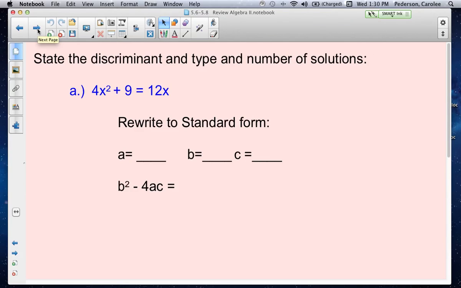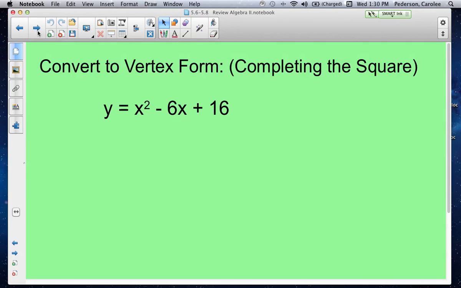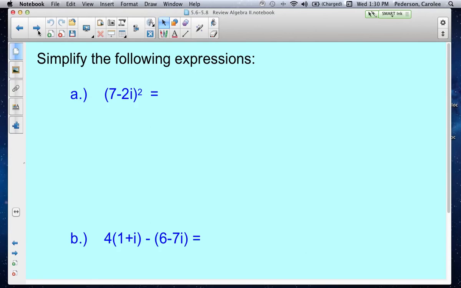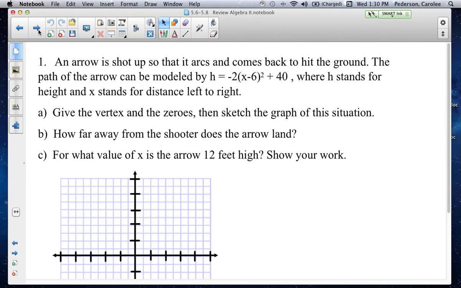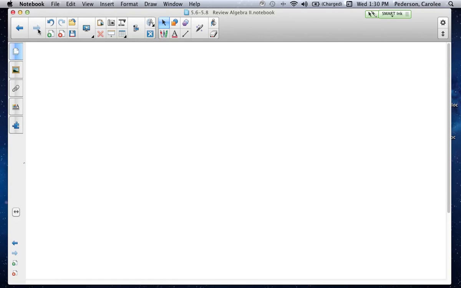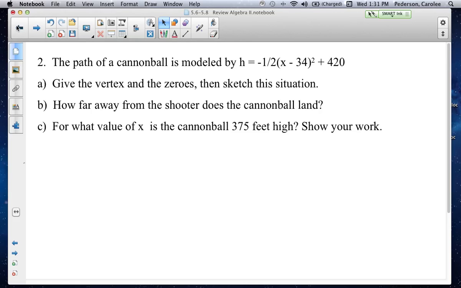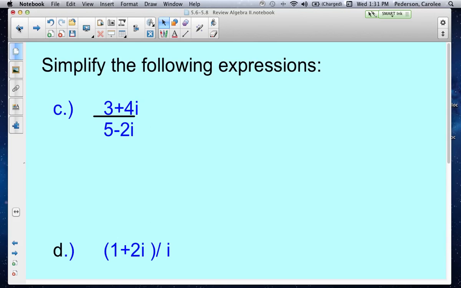finding the discriminant and the types of solutions, converting to vertex form by completing the square. These are just your imaginary numbers and some topics. So these are a little bit more current, so I thought maybe we might go backwards to more of the earlier in the chapter topics. And then a couple application problems. So do you want to maybe start with the quadratic function and graphing that? Might be a good choice?